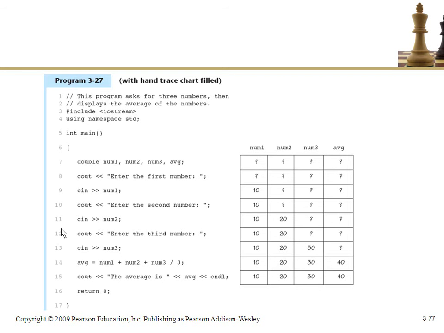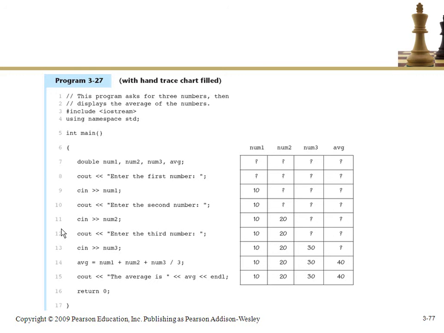3-27. We put down the variable names at the top of the table: num1, num2, num3, and average. And line by line, as we execute those statements, we fill in the values for those variables. Line 7, we are defining these 4 variables. Since we are not initializing them, whatever the compiler gives us is unknown to us. That's why we have question marks there.